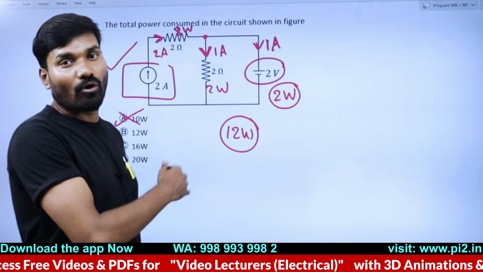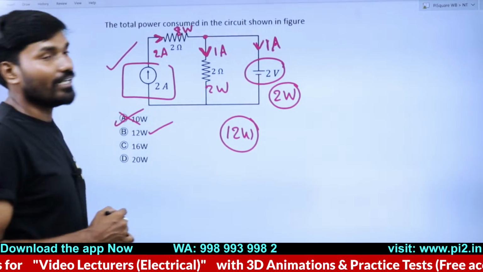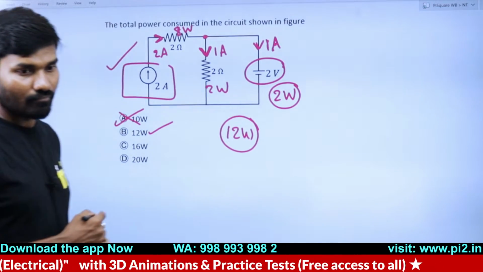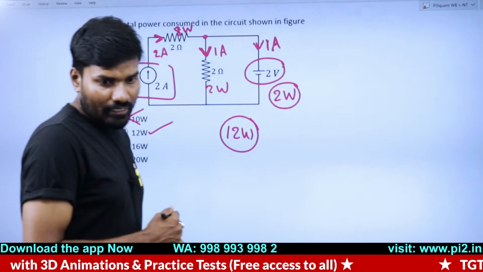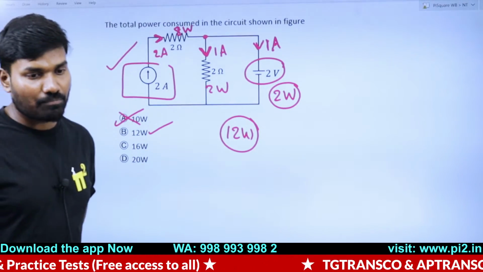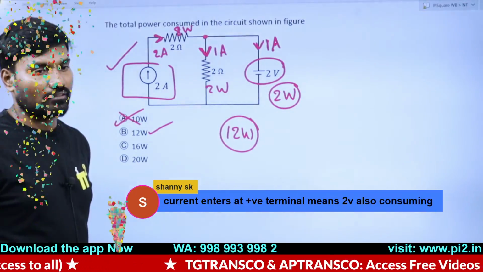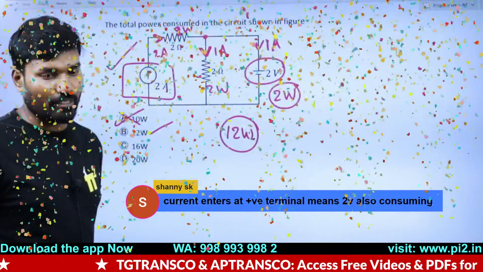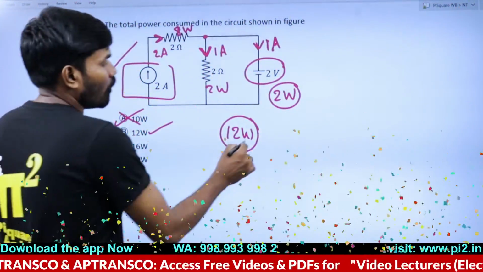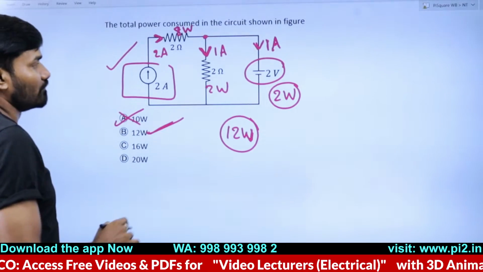There is a trap. We all got trapped except these 2 people. Amazing, answer is B. Very good. Keep it up. Current enters the positive terminal means 2 volts also consuming. Absolutely right, Shani. Good. Keep it up. No violation of KCL. Anyways, this is perfectly perfect.